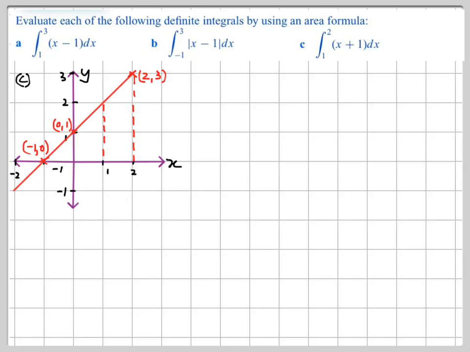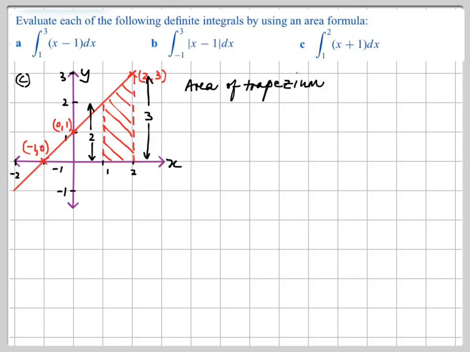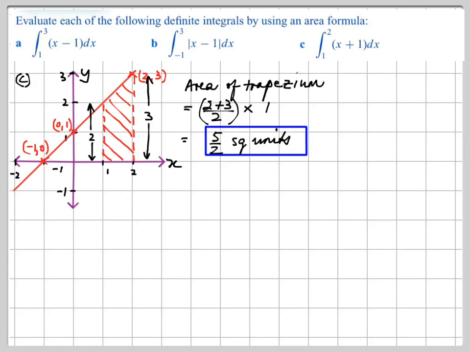There it is between 1 and 2. That looks like a trapezium to me, and it is. Now, area: 3 on the right hand side height, 2 on the left hand side height. Area of a trapezium is the average of the parallel sides times the perpendicular width. So that looks to me like 5 over 2, and that's it. There's your answer.